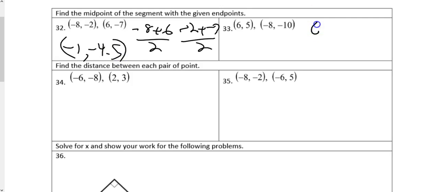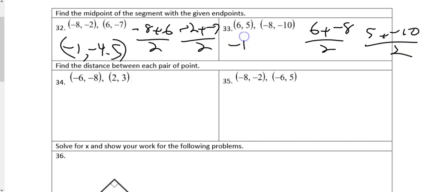Same thing over here. 6 plus negative 8, divide by 2. 5 plus negative 10, divide by 2. 6 minus 8 is negative 2, divided by 2 is, again, negative 1. 5 minus 10 is negative 5. Again, we're going to get a decimal, negative 2.5, and that's okay.